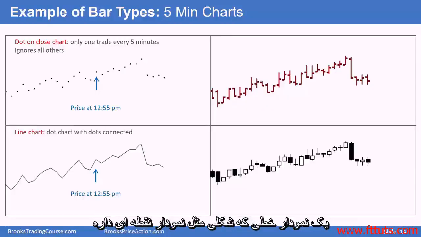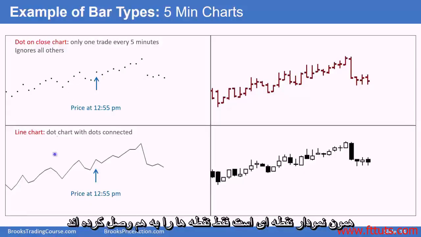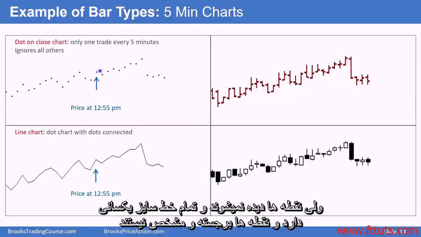A line chart, you can see it's the same shape. The line chart is the same shape as the dot chart. All it is is a dot chart where the dots are connected with a line. And you make sure that the size of the dots when you're formatting the chart are no bigger than the line. So you do not see the dots, you only see the line connecting the dots.